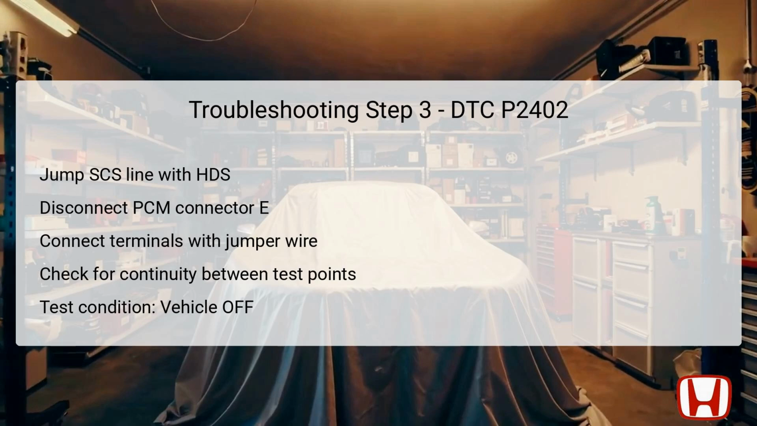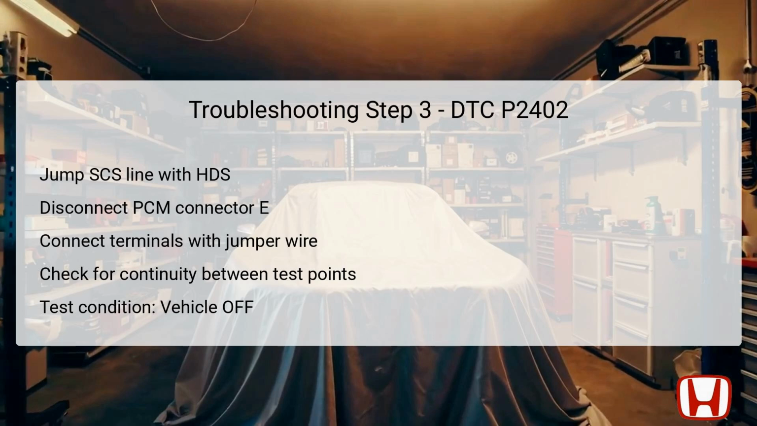Next, jumper wires should be utilized to connect female terminal number 3 of the EVAP leak check module's 8P connector to a body ground, facilitating a direct electrical pathway for testing. The final check entails ensuring continuity between the PCM connector E's terminal number 47 and the selected test point.